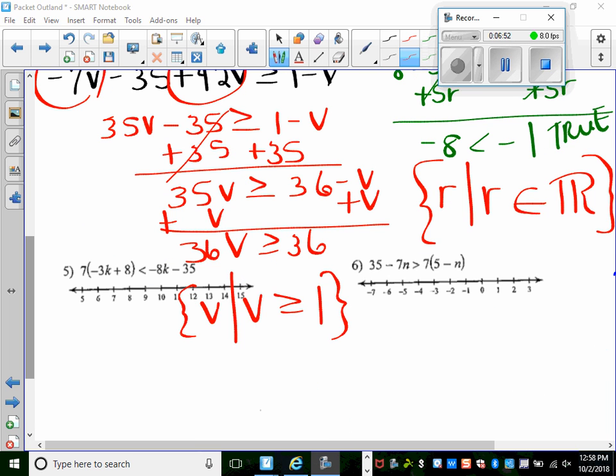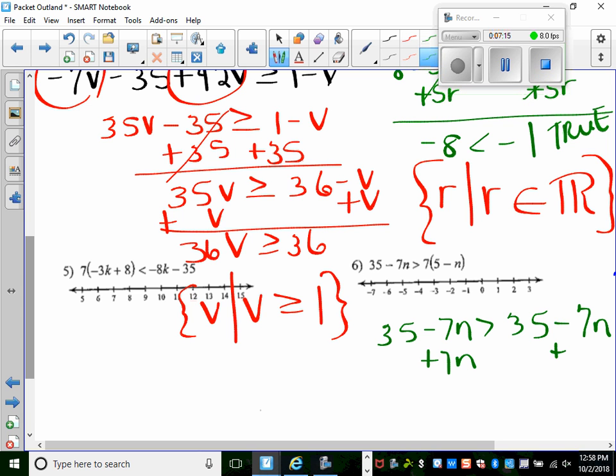One where you will have a no solution, that's number 6. So you can see the difference. So in number 6, I'm going to bring down 35 minus 7n. Okay, it's greater than 35 minus 7n, is that right? So now when the variables cancel out this time, I end up with 35 is greater than 35.